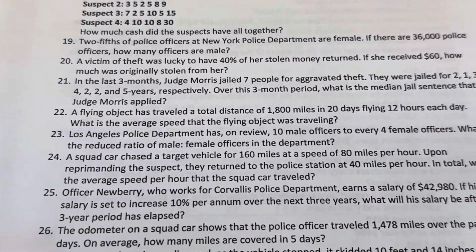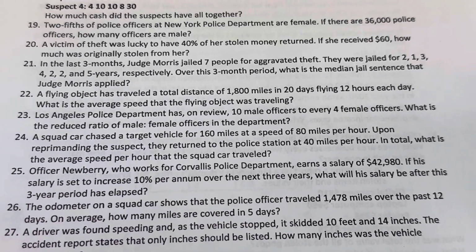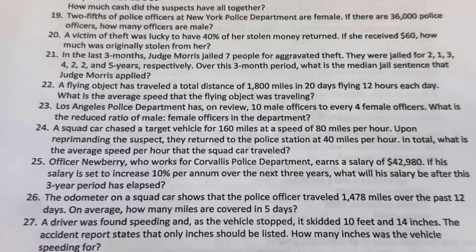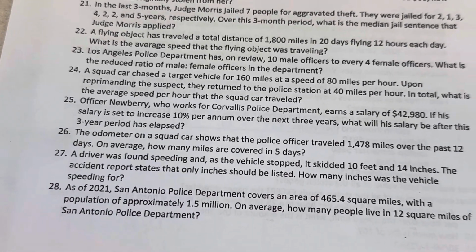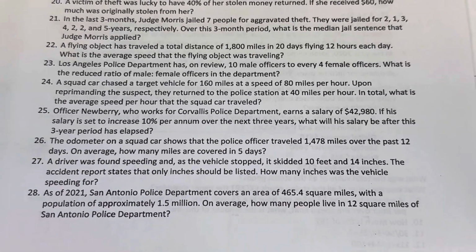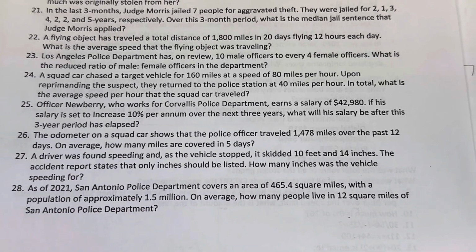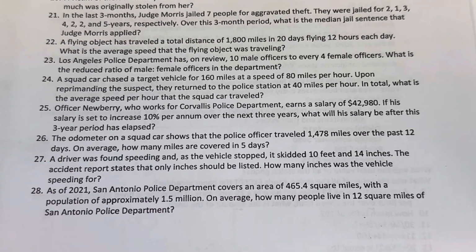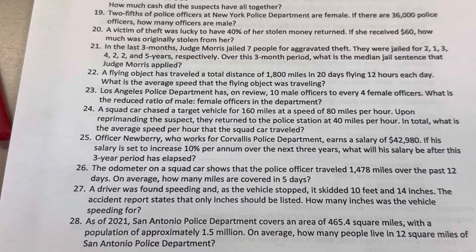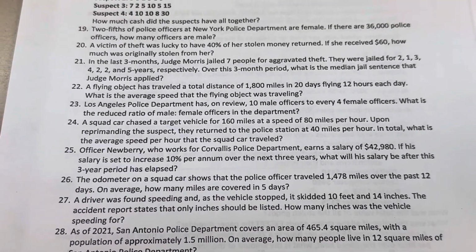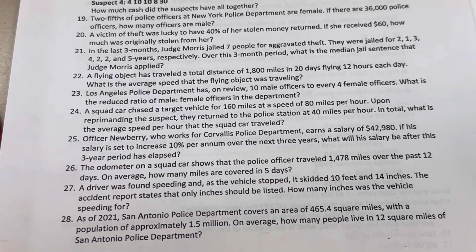Okay, it said a squad car is chasing a target vehicle for 160 miles at a speed of 80 miles per hour. Okay, so how fast is the chase going? We're going 80 miles per hour. Okay, and how many miles is the chase lasting? 160 miles. Upon reprimanding the suspect, they returned to the police station at 40 miles an hour. This is going to take them forever. But okay, they're going 40 miles per hour back to the police station.